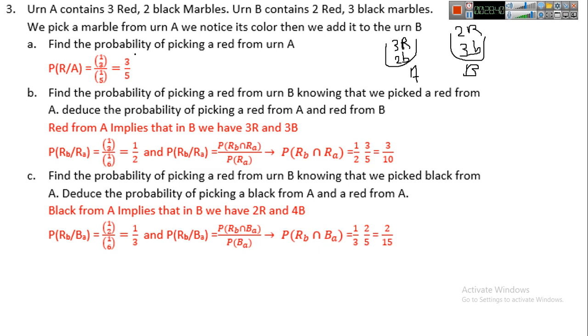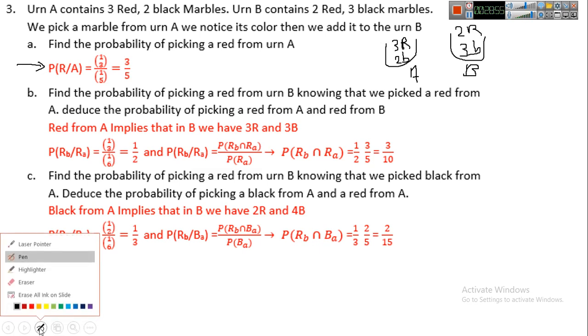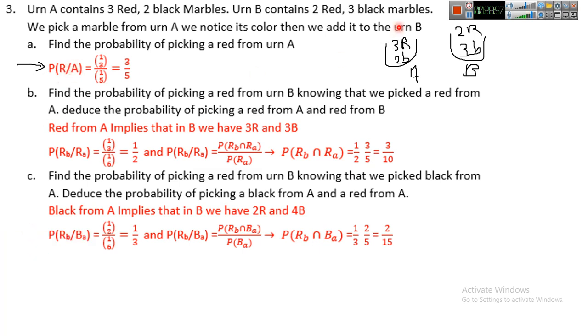Find the probability of picking a red from A. To pick a red from A, I have a conditional probability, because I know I'm going to pick from where? From A. So I say probability of red knowing A. So the probability of picking a red here is 1 out of 3 over 1 out of 5, so 3 over 5.